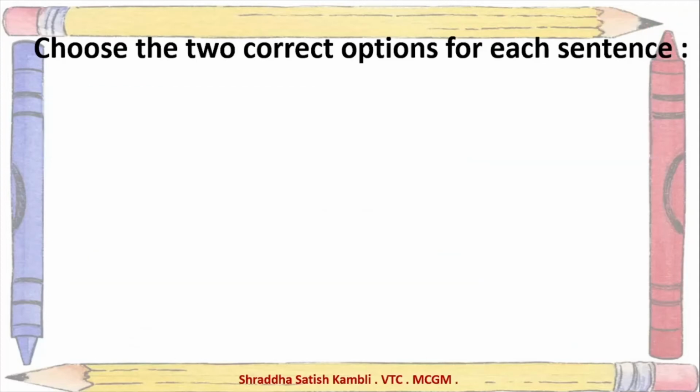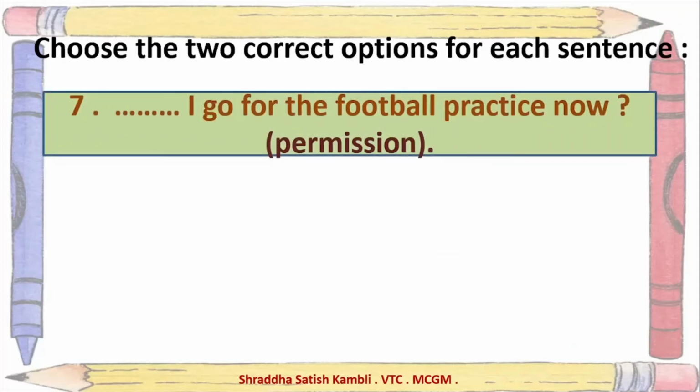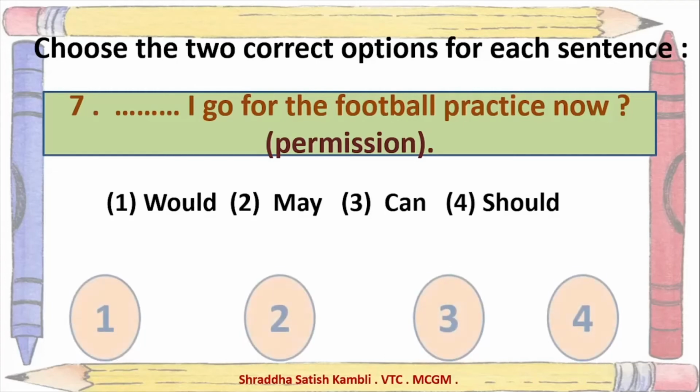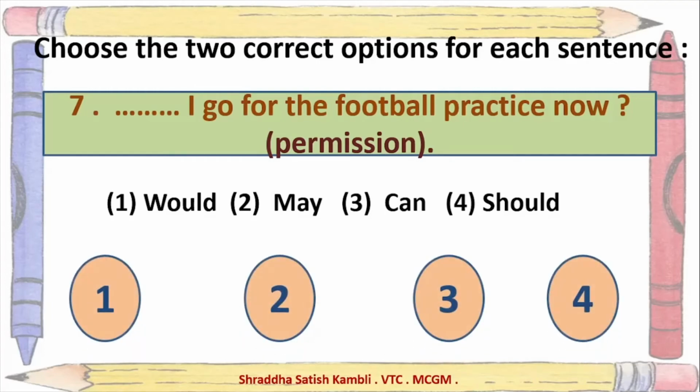Coming to the next question here, I go for the football practice now. Now you want permission to go for football practice. So which 2 words will you use? Will you say, would I go? May I go? Can I go? Or should I go? So which 2 words will you use to ask for permission to go for football practice? Will it be 1 and 2, 2 and 3, 3 and 4, or which one of the combinations?